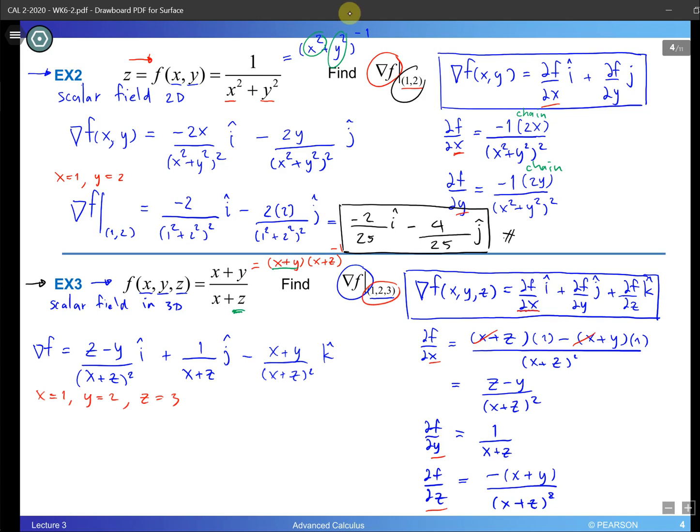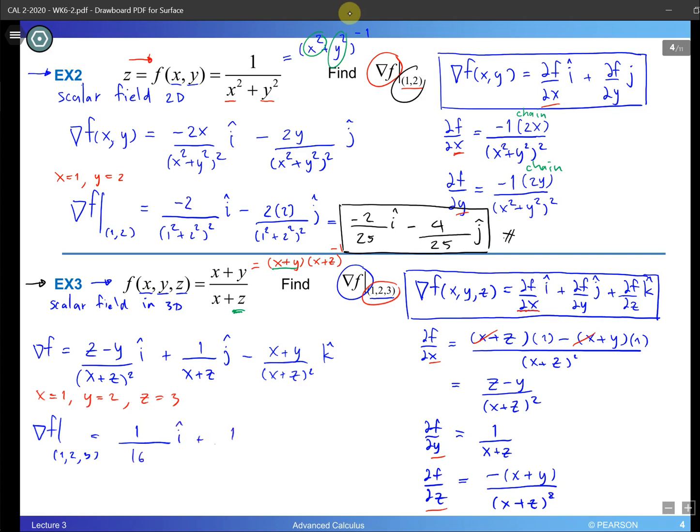So let's find the gradient of f at this particular point, (1, 2, 3). The first component is z minus y, so it's 3 minus 2, and I get 1. Now, x plus z squared: 1 plus 3 is 4, squared becomes 16i.